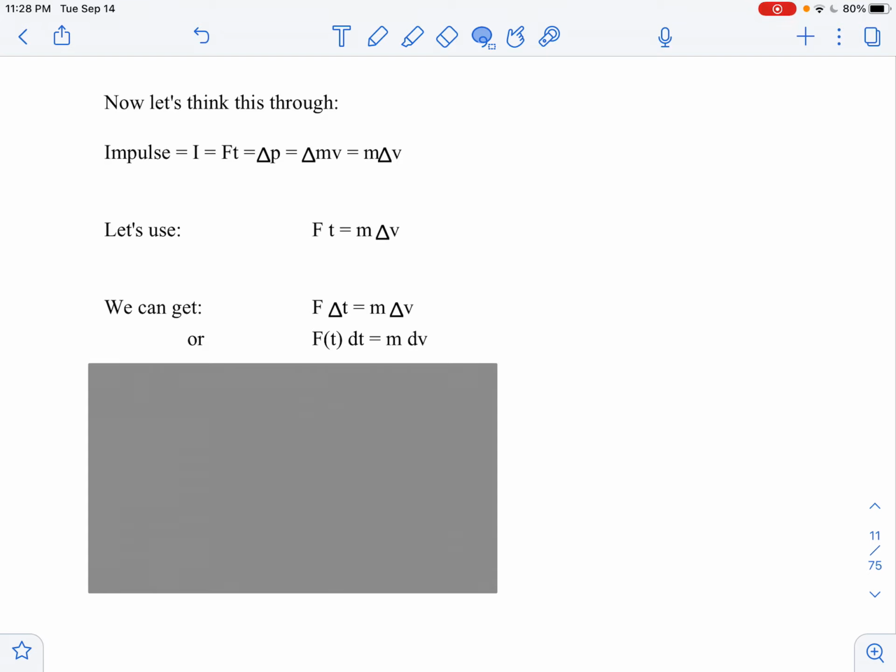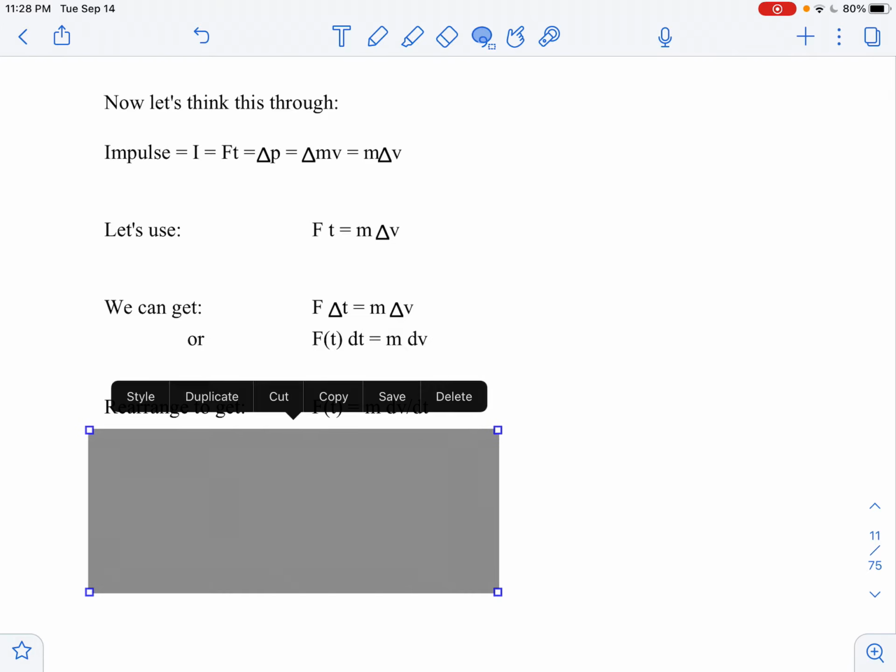If we look at how the effect of the force changes over a small period of time, that's analogous to looking at how the momentum changes with a small change in velocity. Once I see these operators, a small change in time, a small change in velocity, now we're getting into the calculus world. And now we've got a bunch of options as to what we can do.